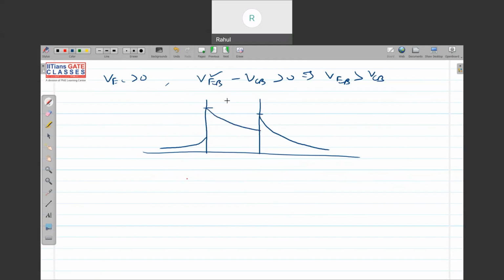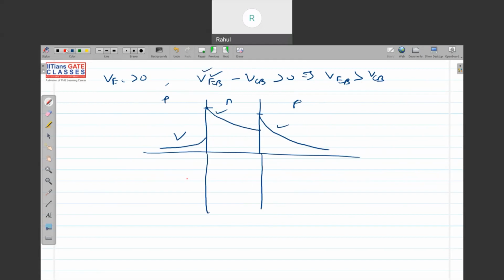Okay. This is your PNP, with the concentration of holes and the concentration of electrons. Right. So this is the condition you see, because at the junction here, this value depends upon VEB, and this value depends upon VCB. Since VCB is less than VEB, you will expect a profile like this. Okay. So since you expect a profile like this, how will the current flow now?